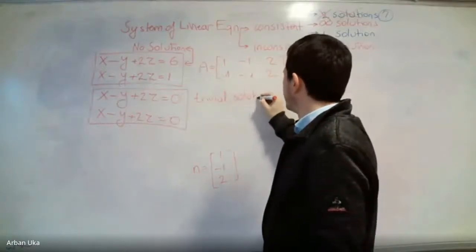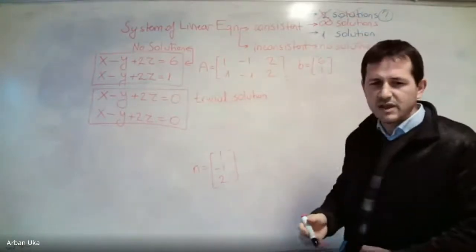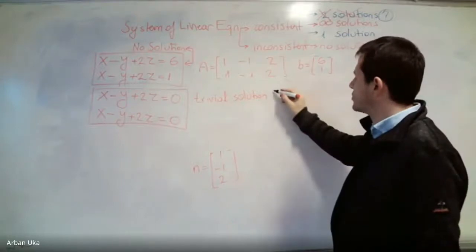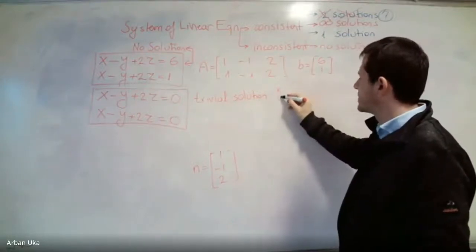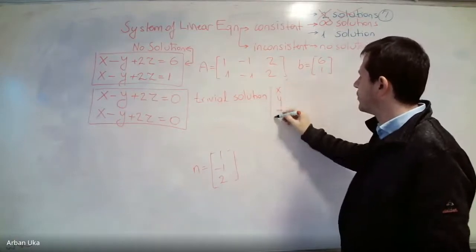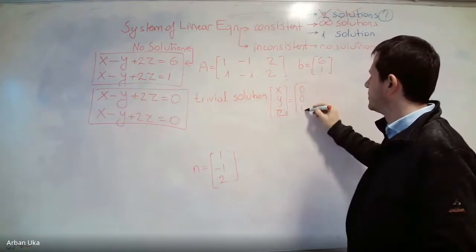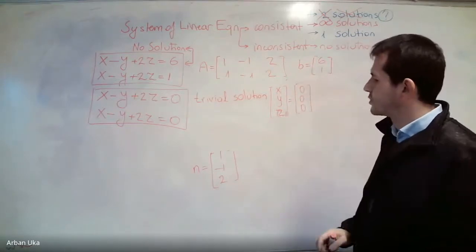Trivial solution is one where everything is 0. Okay, or it's an even easier to distinguish solution. So trivial solution is one where x, y, and z, which is the origin. Okay, the origin of the Cartesian coordinate system is the following: 0, 0, 0. This is the trivial solution.